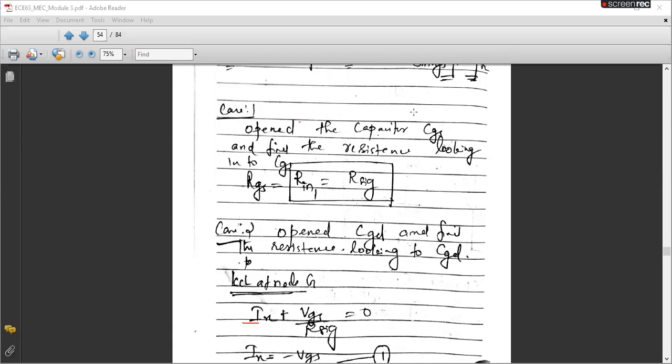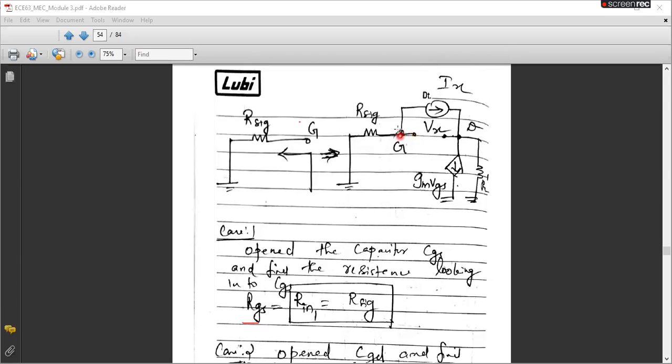Students, check the circuit and tell me if any incoming currents are available to the gate. Do you find any incoming current to this terminal gate? Is there any incoming current? No. So this current is a leaving current, and the current passing through RSIG can also be considered a leaving current, because here it is ground, right? Always a current has a tendency to flow from high voltage to low voltage.